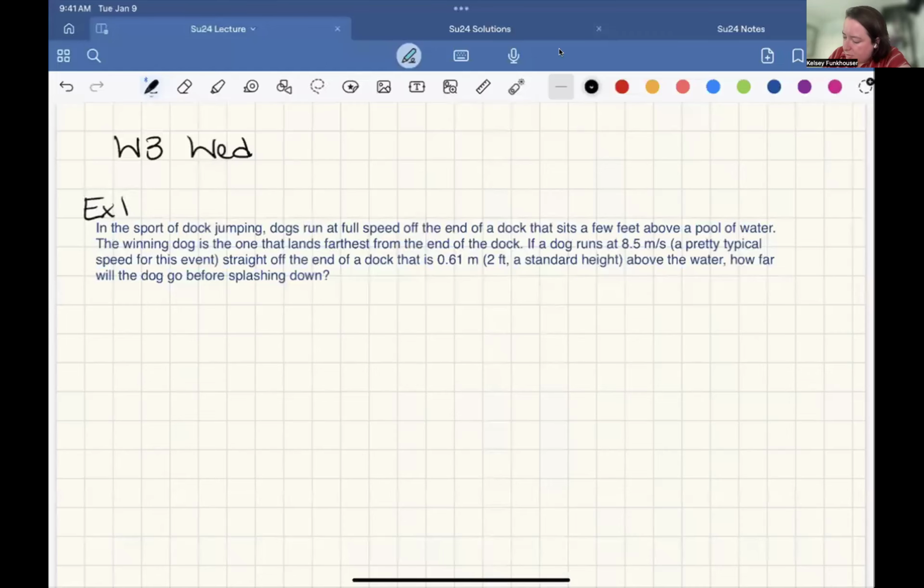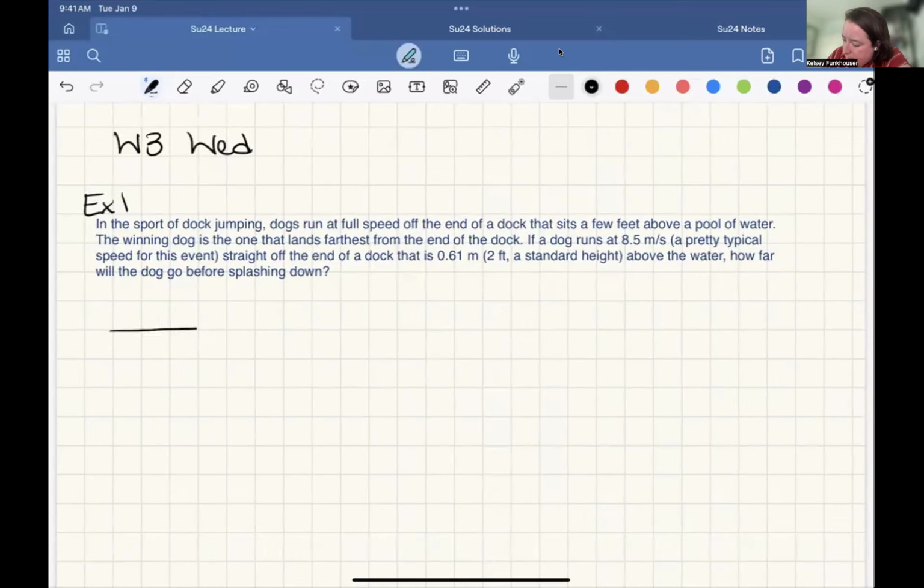Okay, first I'm going to draw the situation. So here's the dog. Here's the water. Let's see, it's 0.61 meters high. I'm going to draw a really bad drawing of a dog. There you go, there's a dog. It has this initial velocity that's only in the horizontal direction. And what we want to know is what the range is, or x position, when the dog hits the water. So let's do our knowns.